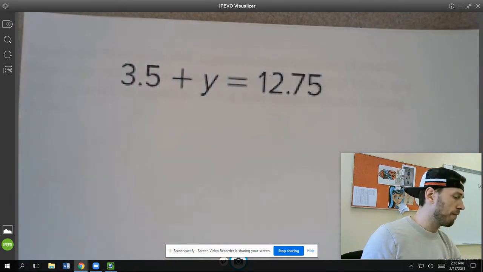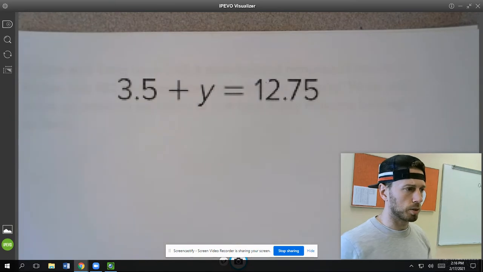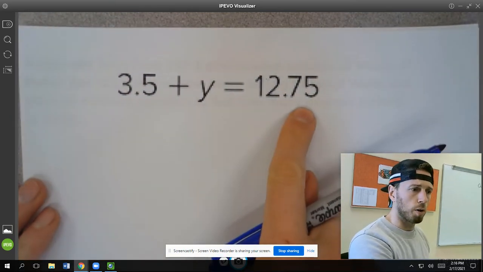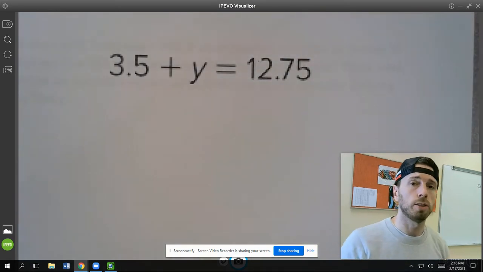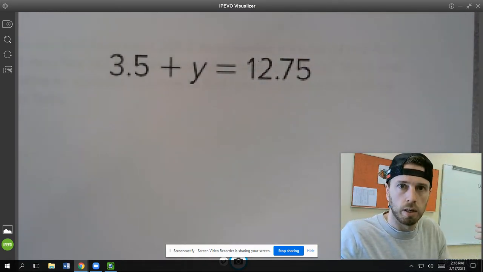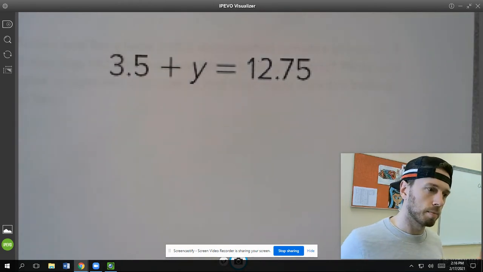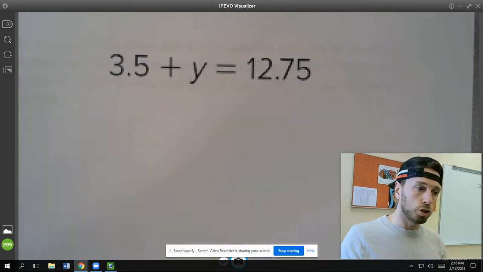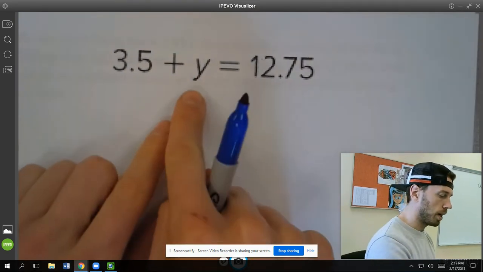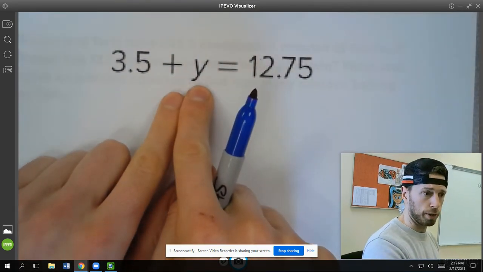Now, obviously we could do this with decimals and things too. Oh, it works the same way. 3.5 plus something gives you 12.75. And now you're going to see why it's so important to be able to do this, because this one might not be one that you can do in your head so easily. For me, it's a little bit easier because I've been practicing this a lot. But what you should do here is the exact steps I've been showing you. We noticed that y here is what we're trying to figure out.